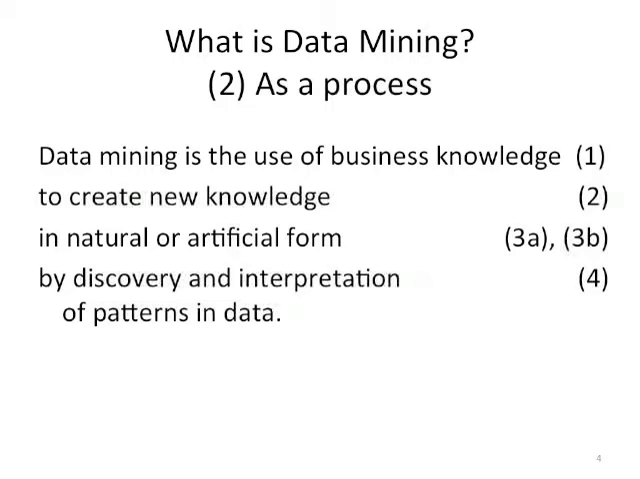Line 3 gives the different forms of knowledge that data mining can create. 3a says that it can be knowledge in a natural form. This means human knowledge, knowledge in the head of a person, which can be used by a person. 3b says that this knowledge can also be in an artificial form. But what does this mean? The idea of knowledge in an artificial form is a reference to predictive models. I will explain these in a little more detail in the next lecture, but for our purposes here, it means information in a computer system which can be used like knowledge in a business process.